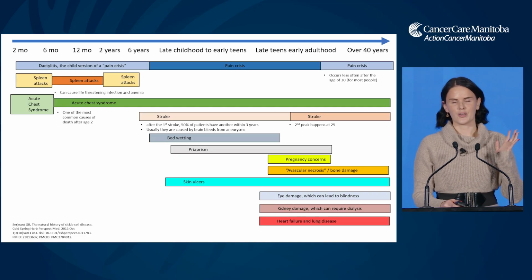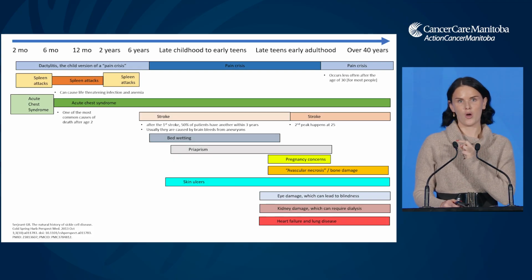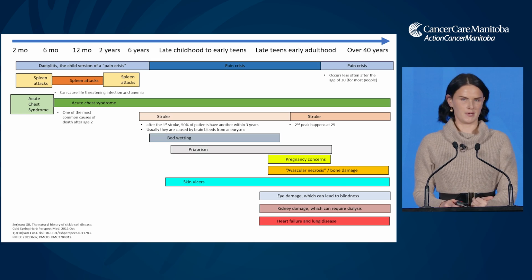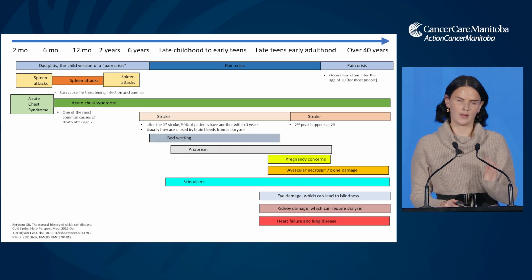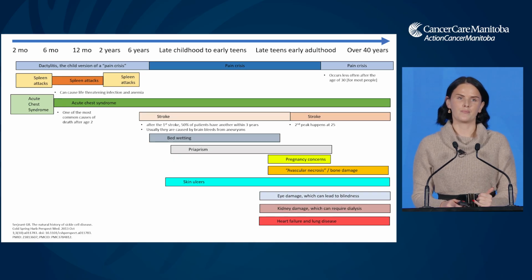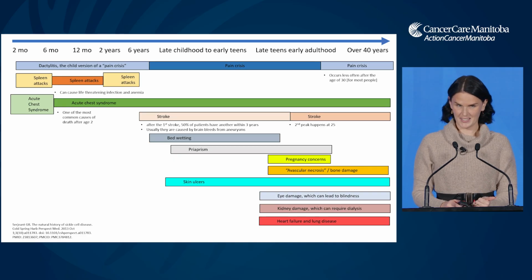Now, the idea is the earlier we intervene with treatment, the less likely you are to develop the complications on the right-hand side of the slide. And some of these include stroke, which can happen as young as just a few years of age. Once you've had one stroke, 50% of patients will have another in 3 years. Earlier on, they tend to be from brain bleeds. Later on, they tend to be from clots. Pregnancy concerns for both female and male. And as I mentioned before, bone damage, eye damage, kidney damage, maybe even requiring dialysis, as well as heart failure.